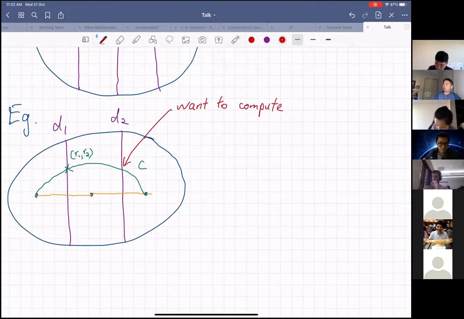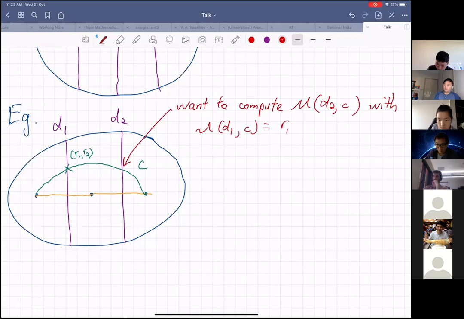To compute the local index, is the mu from C from D2 to C with mu D1 to C is R1, R2. Okay, this is the question. So how am I going to use this homology or everything, lifting stuff? First of all, we know how to lift the purple D with the orange B. So let's draw it. So I draw it as this.